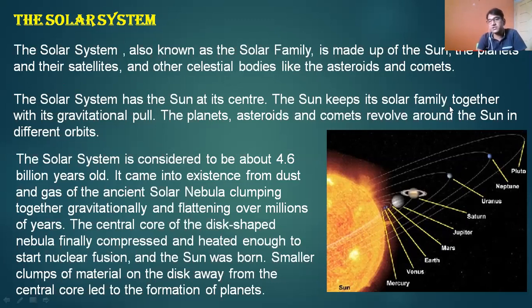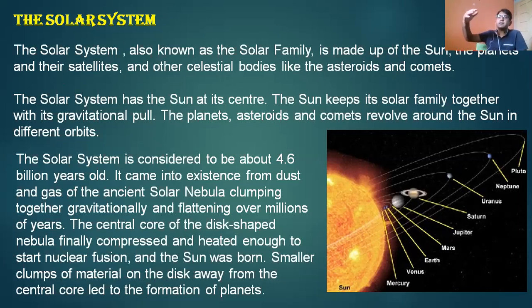The sun keeps its solar family together with gravitational pull. Because of gravitational pull, kashish shakal, उसकी वजह से सारी चीजें वहाँ पे hold हैं, वहाँ पे वो खड़ी हुई हैं. The planets, the asteroids, the comets revolve around the sun in different orbits. All these astronomical objects surround the sun at different orbits. The solar system is considered to be about 4.6 billion years old. If you talk about the age of the solar system, it's 4.6 billion years.